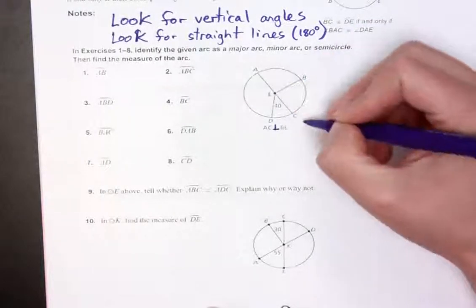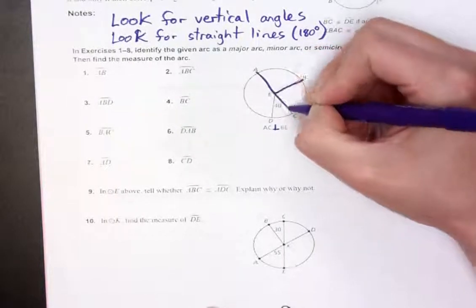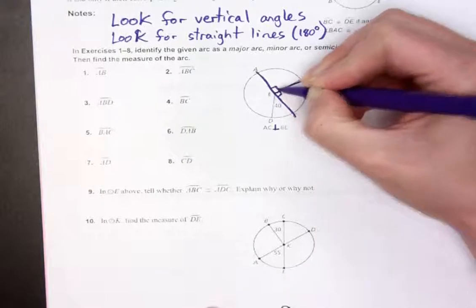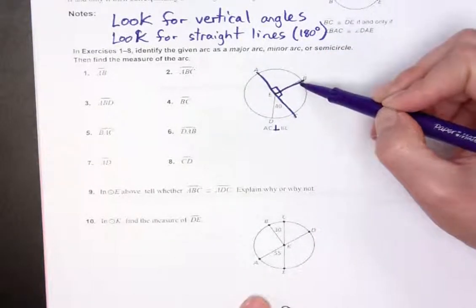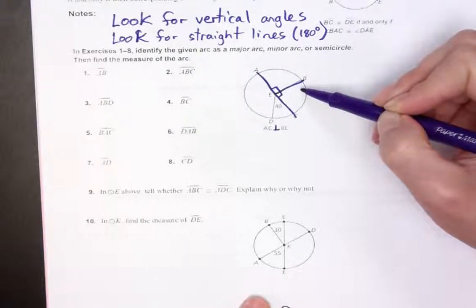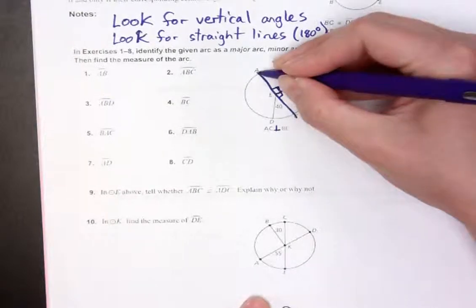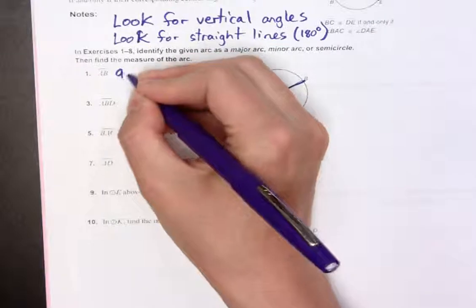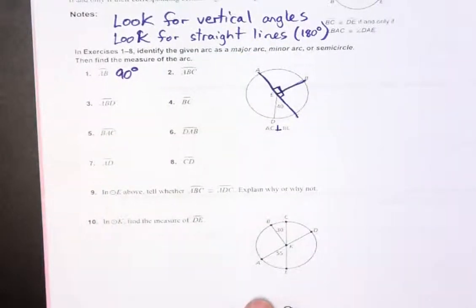So we're going to come here. So AC is perpendicular to BE. So that means these are both 90-degree angles. So therefore, what does arc AB measure? Well, 90, right? So if this is 90, AB is just 90. You guys see how I got that? So I had to see the perpendicular symbol and see that it's 90.